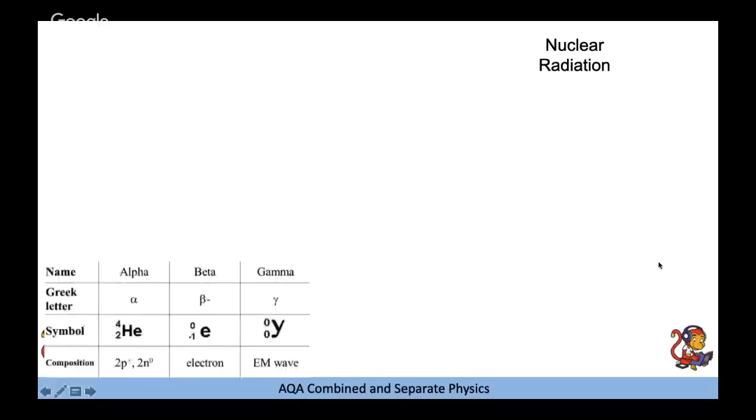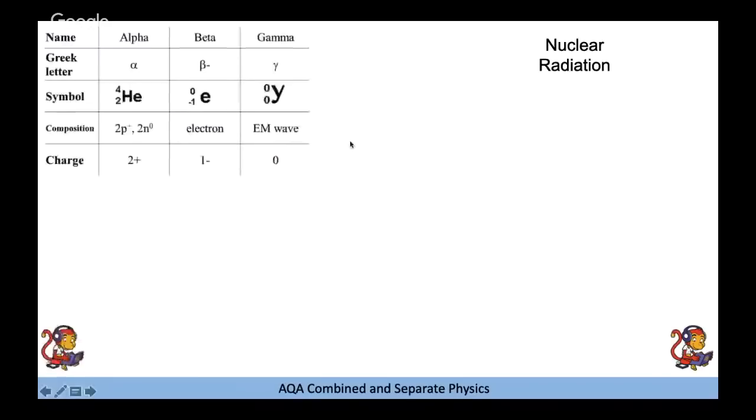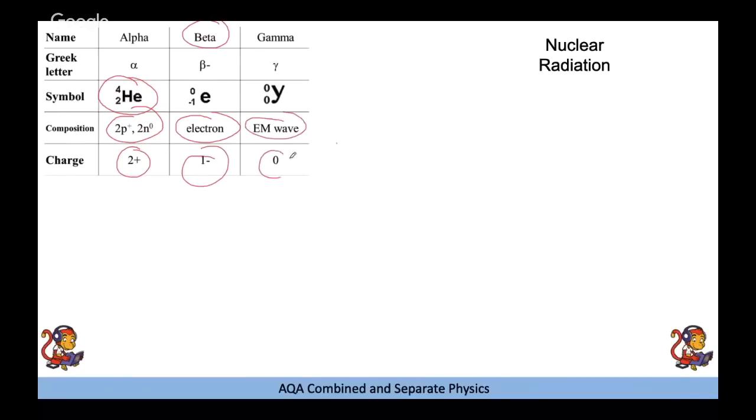Okay, nuclear radiation, though, are alpha, beta, and gamma. Let's have a quick look at some of these examples here. Well, what is alpha radiation made of? It's a helium nucleus, 2 protons, 2 neutrons. Because it's 2 protons, 2 neutrons, it's got a +2 charge. Beta particles, what do we know about that? It's a high energy electron from the nucleus, and it has a -1 charge because it's an electron. And gamma radiation is an EM wave, doesn't have any charge because it's not a particle.